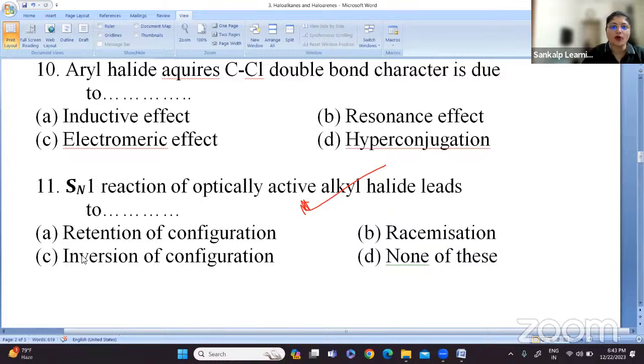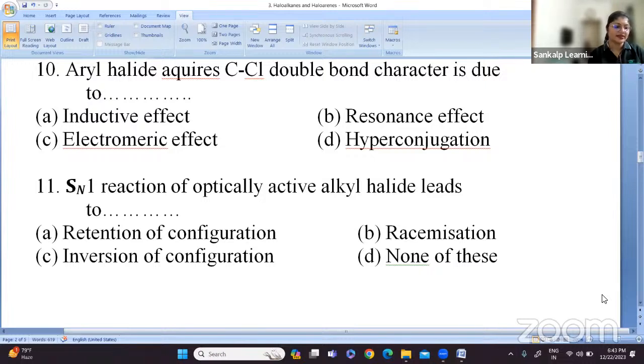SN1 reaction of optically active alkyl halides leads to. So when we talk about SN1 reaction, how does the reaction proceed? A, retention of configuration, B, racemization, C, inversion of configuration, or D, none of this. How will the reaction proceed, whether it will be retention, racemization, inversion, or none of this.